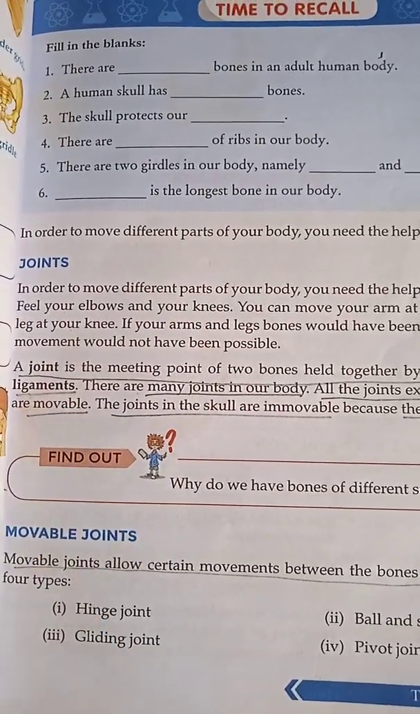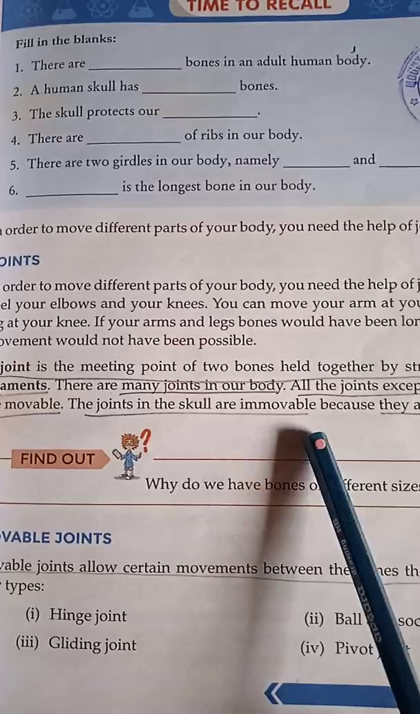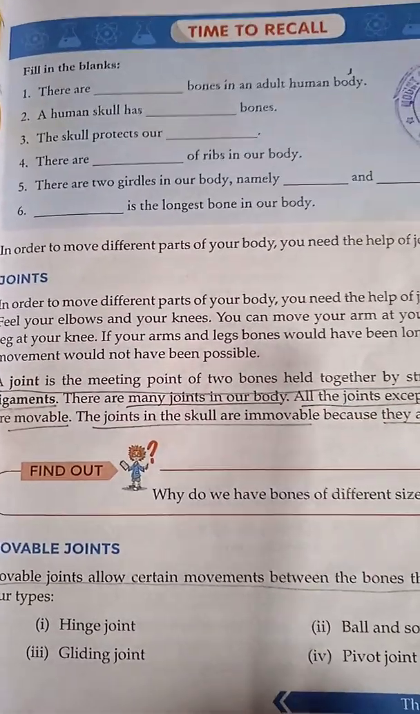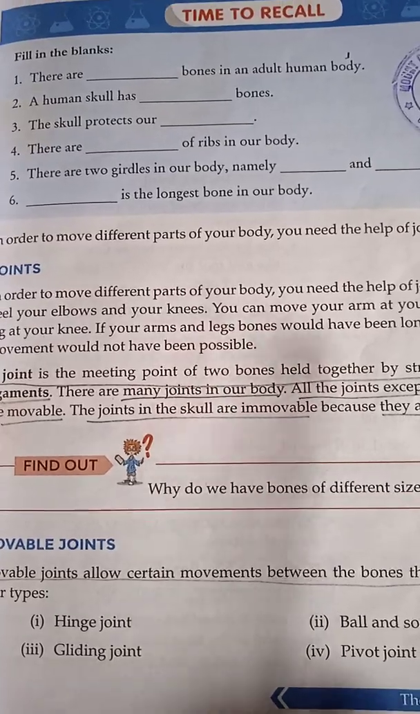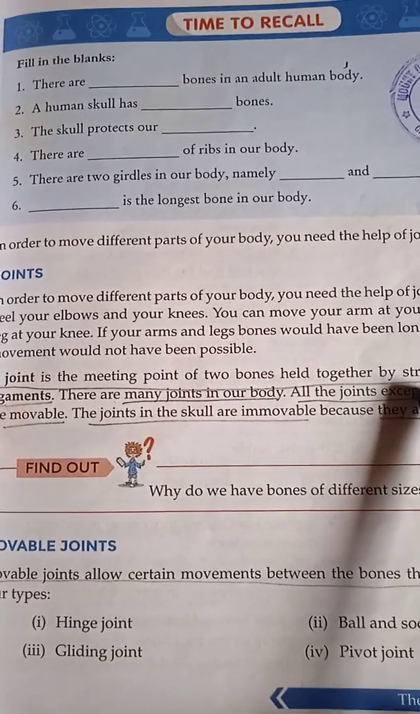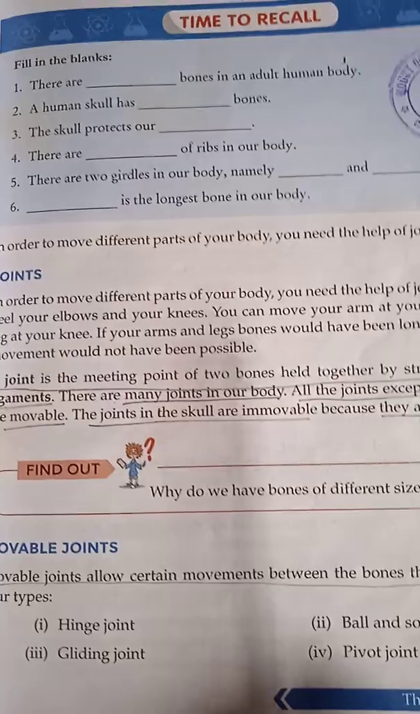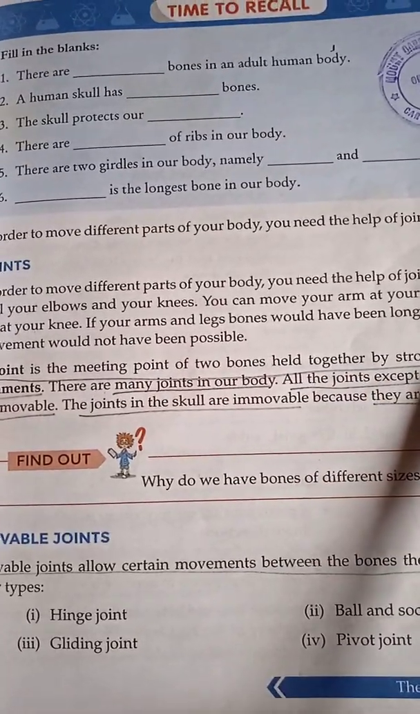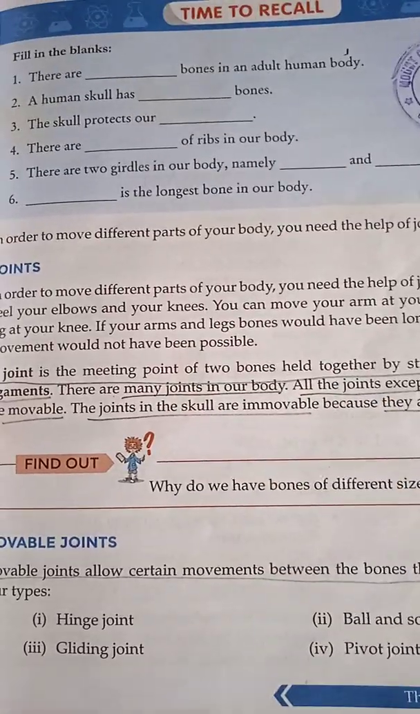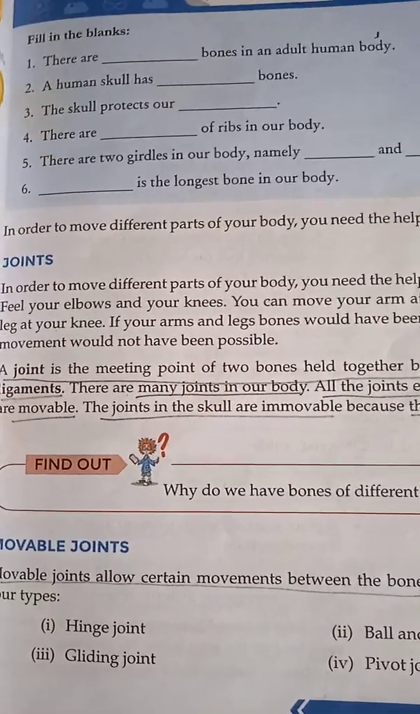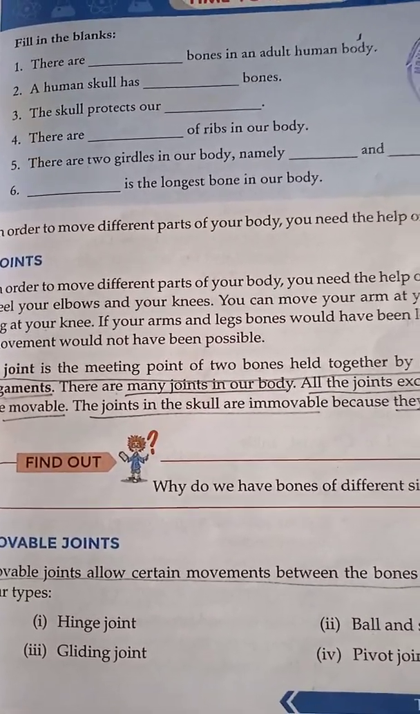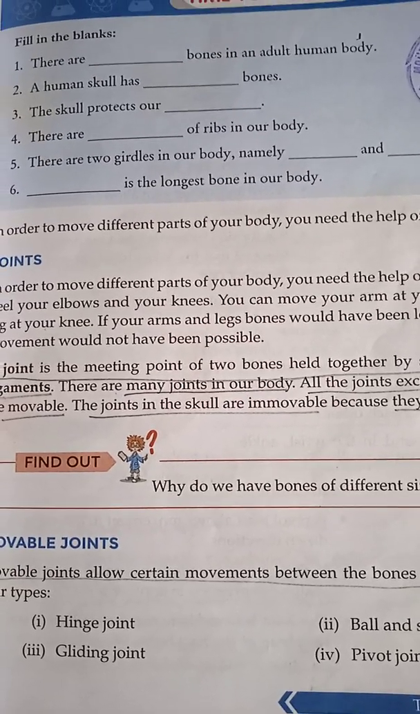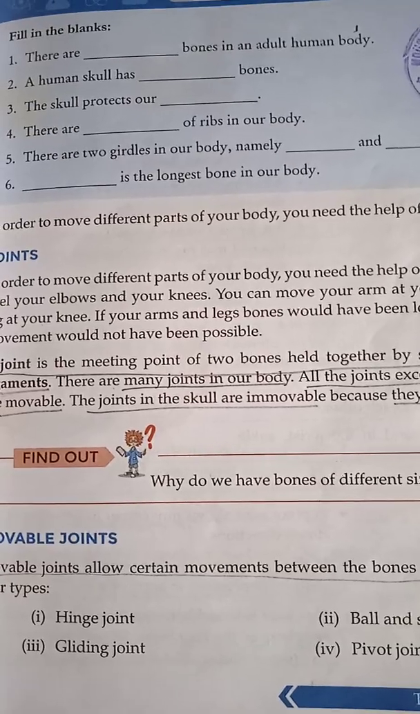There are so many kinds of joints present in our body, and most of the joints are movable. We can move the joints, but certain joints present in our body we can't move, and they are known as immovable joints. Whatever joints are present in your hands, legs, neck, back, fingers, we can move easily. But there are certain joints present in our skull that we can't move, they are interlocked.